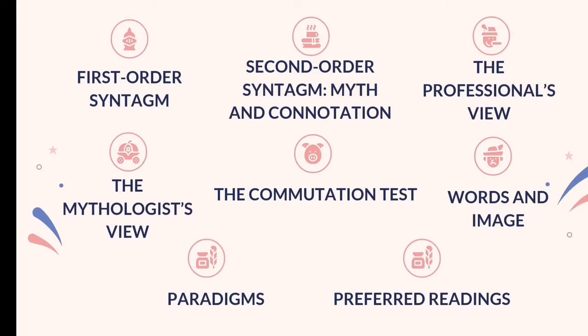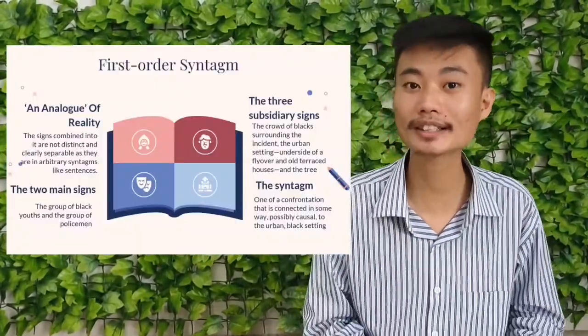There are 8 methods in analyzing the Notting Hill Carnival photograph. The first one is first-order symptom, then second-order symptom, myth and connotation, the professional's view, the mythologist's view, commutation task, words and image, paradigms, and the last one is preferred readings. The first method is first-order symptom.